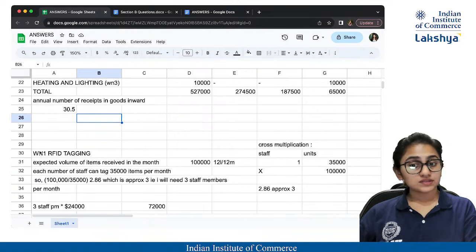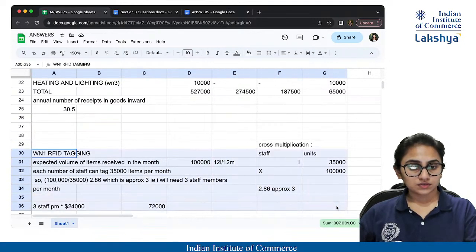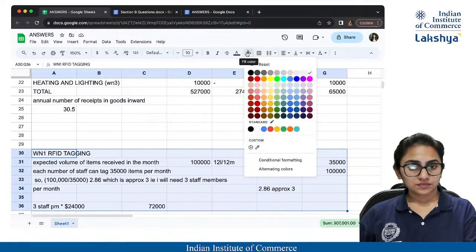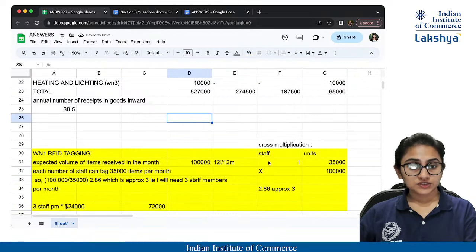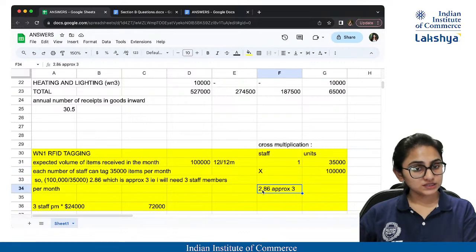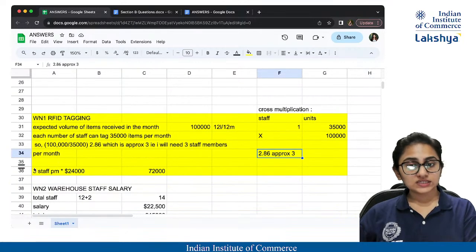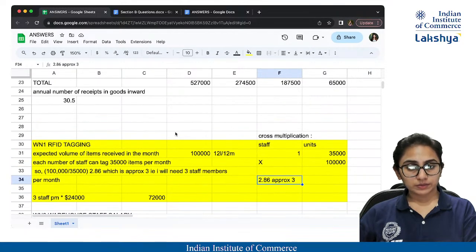Please copy this thing down. This is very important. Especially how you got it by cross multiplication. Staff and units. 35,000 units is done by one staff. So for 1 lakh units, how much staff will require? 2.86, which is approx 3, and 3 staff into 24,000 per month will give you 72,000. So please copy this thing down, it's very important.